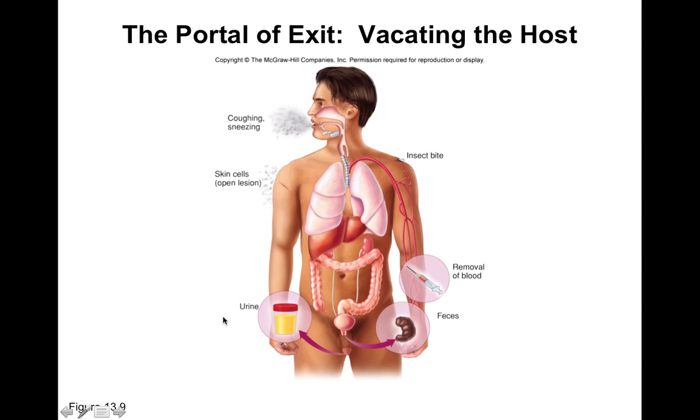So portal of exit, like I've mentioned before, this is very important in continuing the life cycle of a pathogen. Here are some of the more common portals of exit. Coughing and sneezing, that's an obvious one. Cells or skin cells or open lesions, not as common, but it is present. Urine, especially in sexually transmitted diseases. Feces in the fecal-oral route. Removal of blood in a lot of bloodborne pathogens. And insect bites. Insect bites are also very important, especially for tropical diseases like malaria.